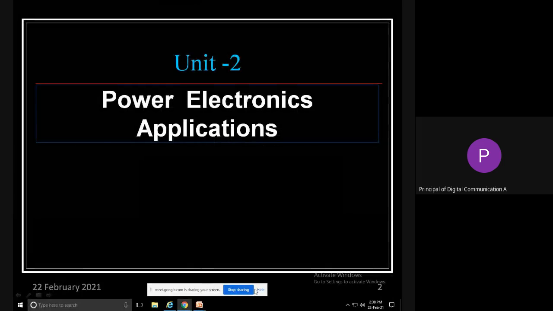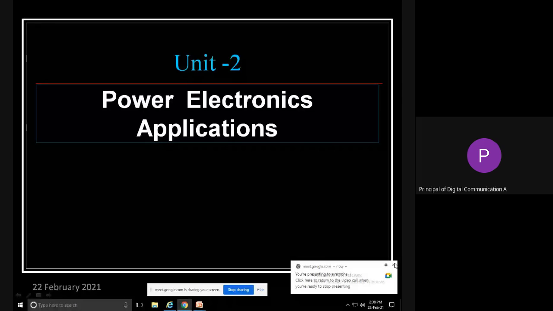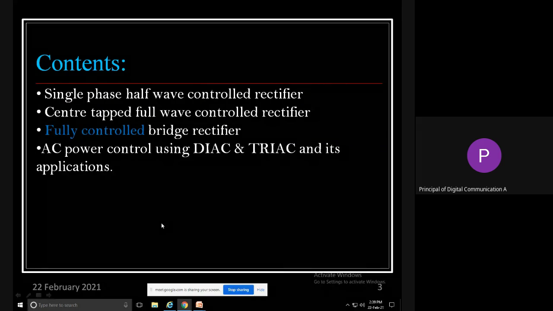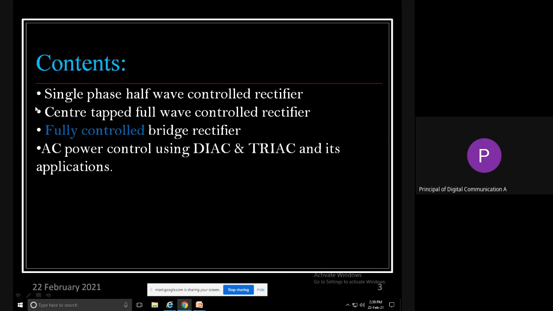So we have started unit number 2. In that, we will once again go through the contents, and from that, today we are going to learn the center tap full wave controlled rectifier and the fully controlled bridge rectifier. You already have the background knowledge of what a center tap rectifier is, what a bridge rectifier is, and the difference between the old one and this new one. That is what we are supposed to learn today.